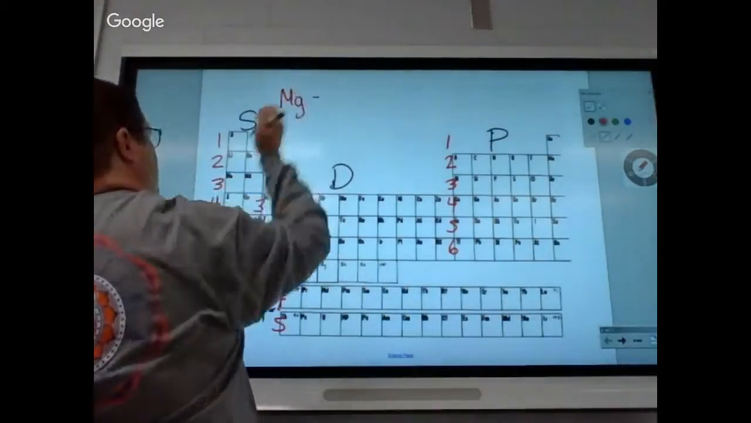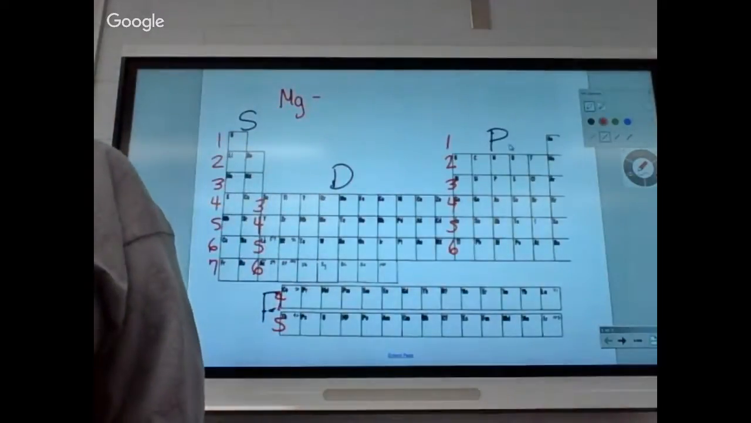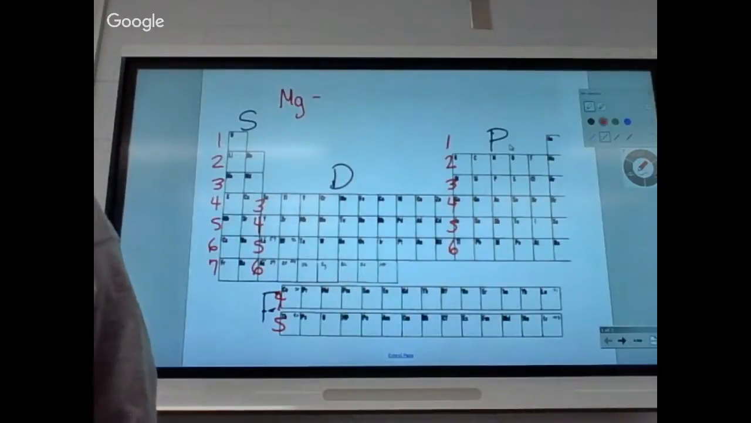Now, magnesium. When you read this periodic table, you read it just like you read the pages in a book. You start at the top left and you read left to right. When you get to the end of a row, where do you go? Down to the next row, back to the left, and read across again, right? You read the periodic table the exact same way.